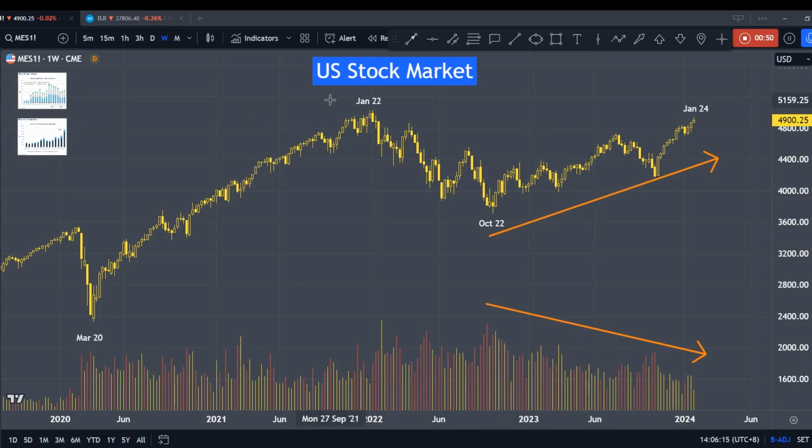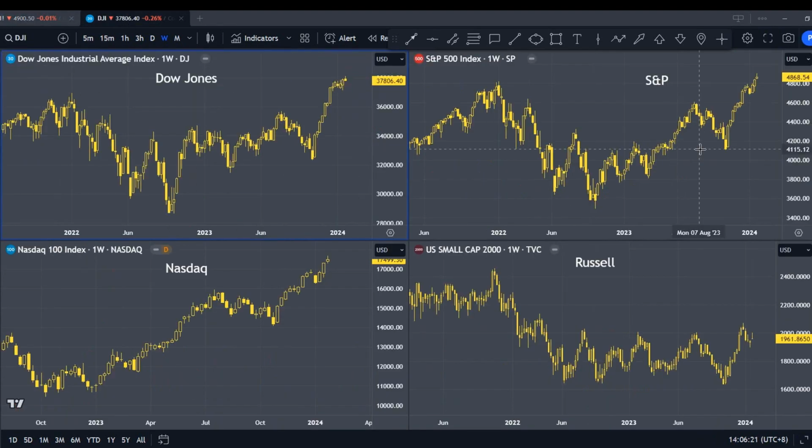And what we're going to study here to represent the US market is the S&P index. And why I like to use the S&P index is because it gives me the right balance if I'm going to measure the general health of the US stocks.